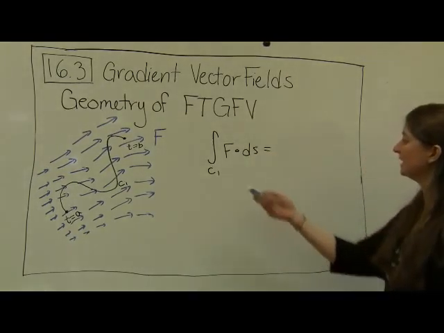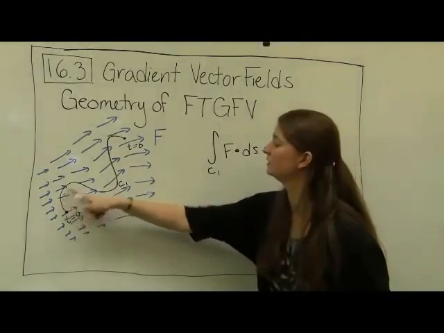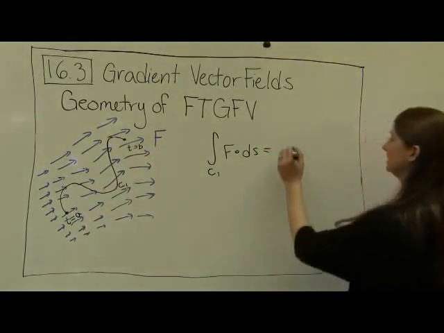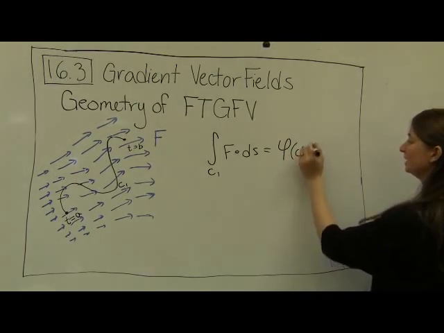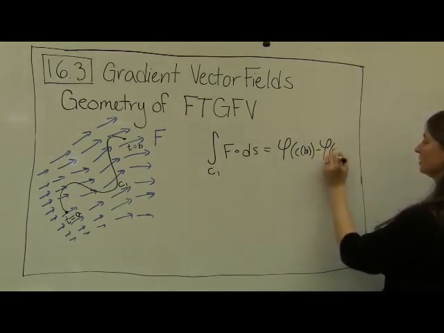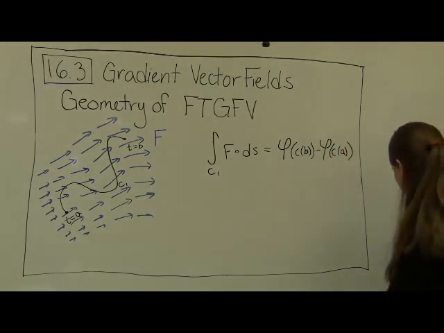We just decided that this path integral, the amount of work that's done by our vector field f along that path, is going to be our potential function evaluated at c of b minus our potential function evaluated at c of a. But check this out. This is where it gets interesting.